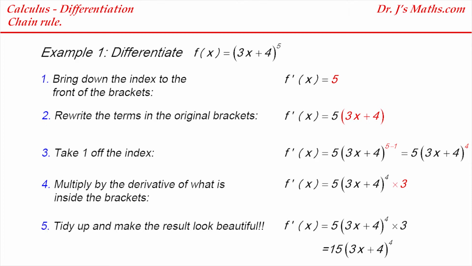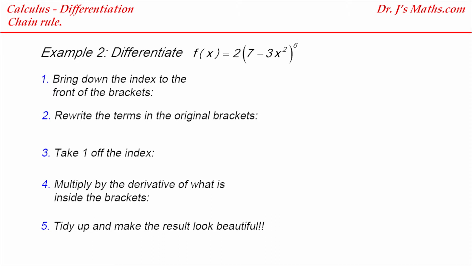So f dash x is equal to 5 bracket 3x plus 4 to the fourth times 3, and 3 times 5 is 15, so we have 15 times (3x plus 4) to the fourth. So nice. So good, so quick.